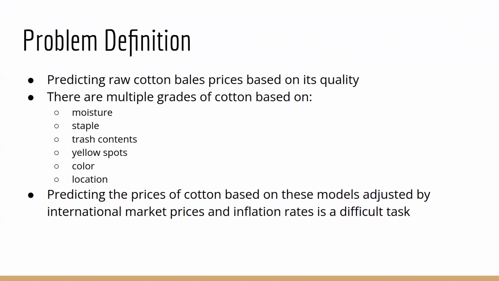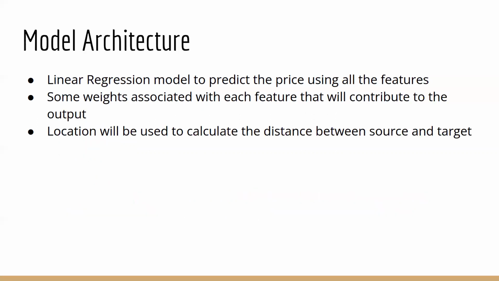So first of all, let us define the problem. We are using the same problem as the previous video. So the problem is predicting the cotton bales prices based on its quality. There are multiple grades of cotton based on moisture, staple, trash contents, yellow spots, color, and location. We have to predict the price based on these by adjusting it to international market inflation rates, and it is fairly a difficult task.